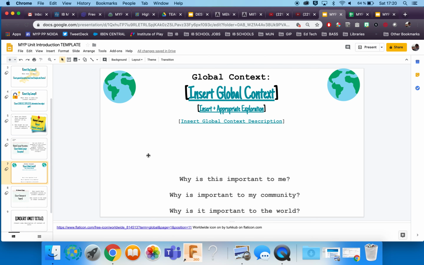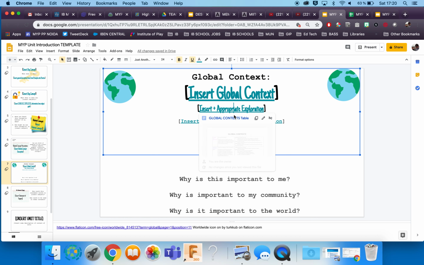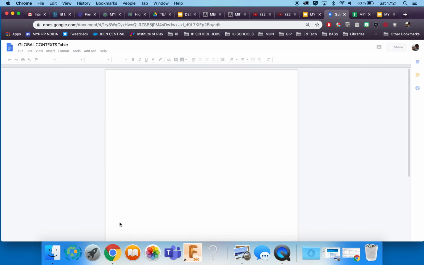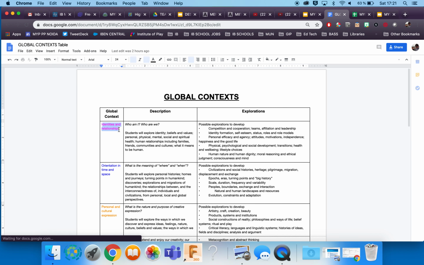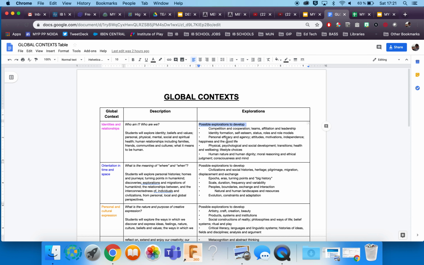Next part is the global context. So what I have here is a space for the name of the global context, the exploration, and the description. So if you're new to MYP, what I mean by that is the name of the global context. There's 6 of them. It could be identities and relationships. And then we have over here possible explorations. Now you don't have to use any of these, or I guess any at all, and you can make up your own.